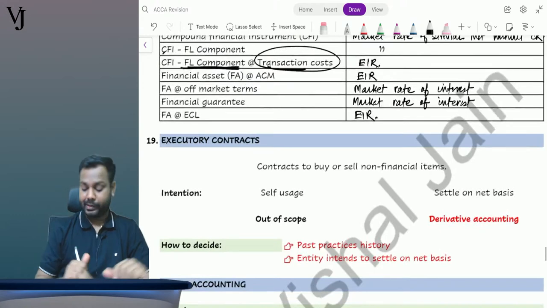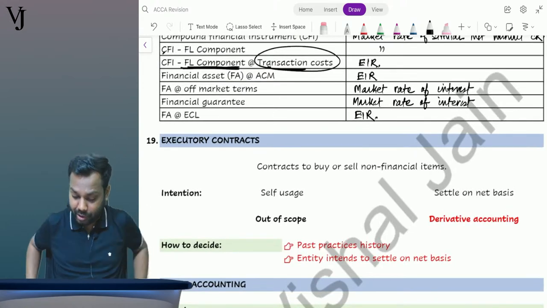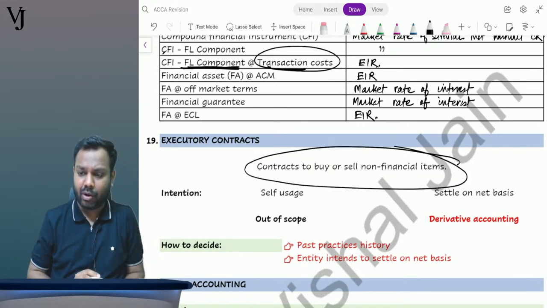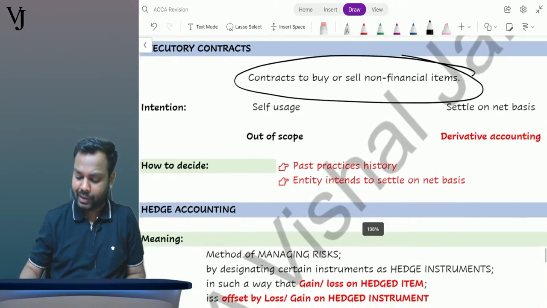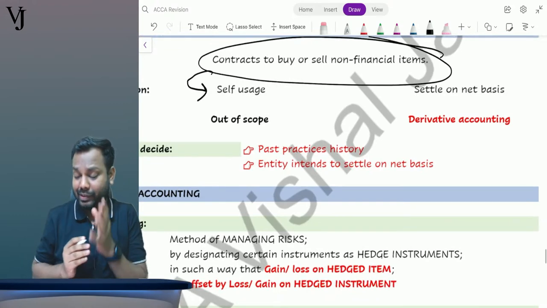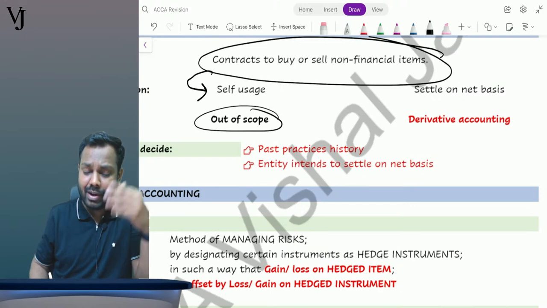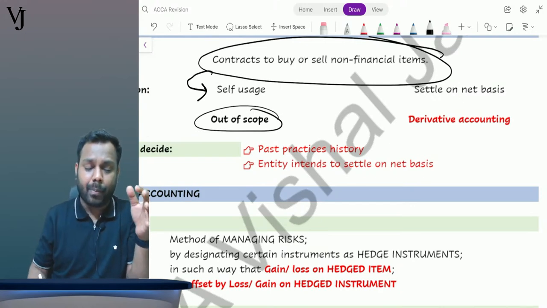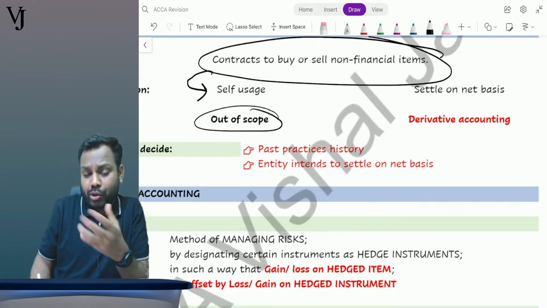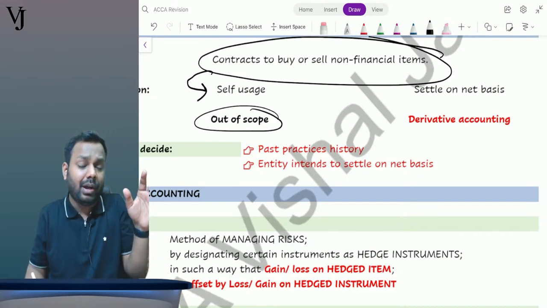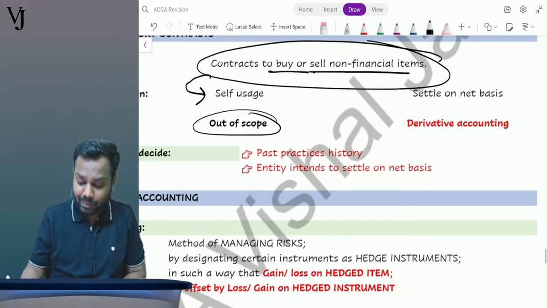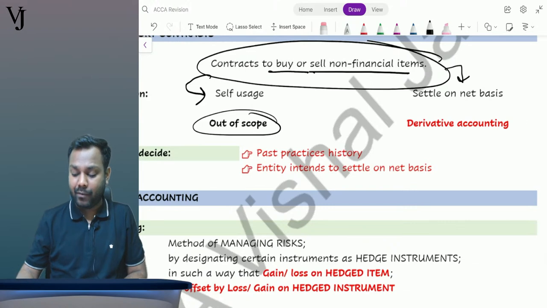Now, executory contracts. What is the meaning of executory contracts? Understand, executory contracts means contracts to buy or sell non-financial items. Now, if this is for self usage, it is out of scope and will be covered under the respective standard. If I have to contract to buy property, plant, and equipment, it will be covered under IAS 16. If it is a contract to sell goods or services, it will be covered under IFRS 15. So as per the respective standards. But if it's a contract to buy or sell non-financial items, but I have to settle it on net basis, then I have to apply derivative accounting.